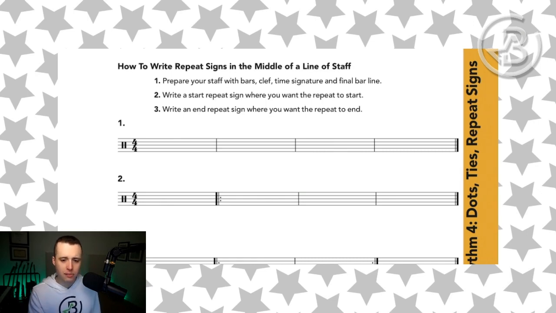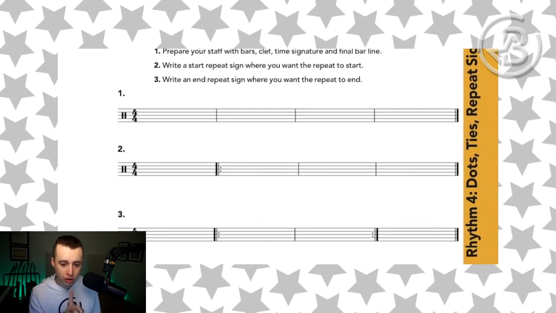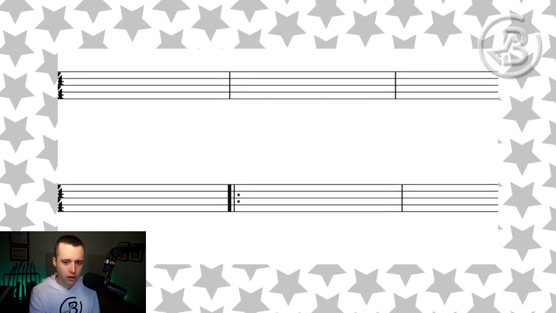Then for step number 2, you're going to write your start repeat sign where you want people to bounce back to. Now in this case, the start repeat sign is on measure 2. So basically what we're doing is we're coloring over the regular bar line with the thick part of our final bar line to make that start repeat sign right there.